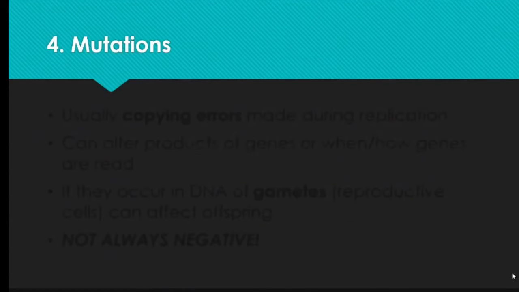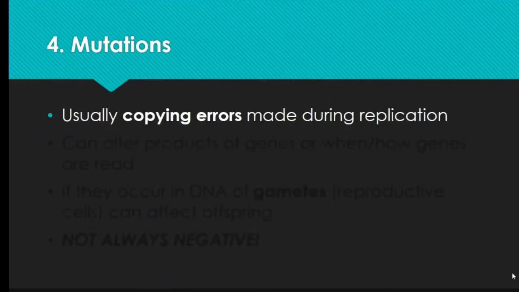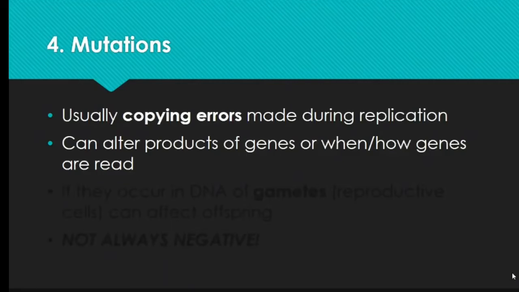Now, sometimes that copying doesn't go perfectly and we end up with some errors. These are called mutations. What this does is it can alter the product or when the gene is read. So think about it. If you had a recipe for cookies and you subbed out sugar for salt, you're going to end up with something very different.